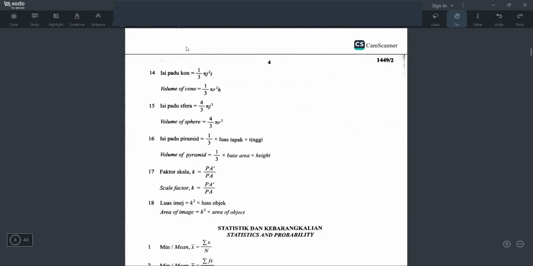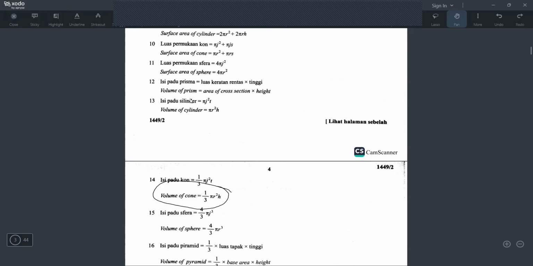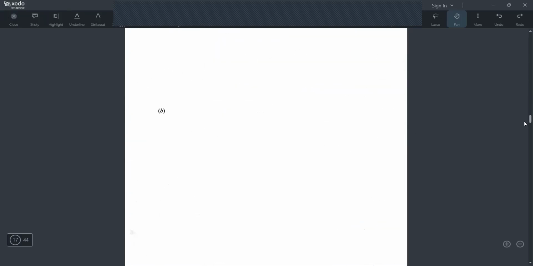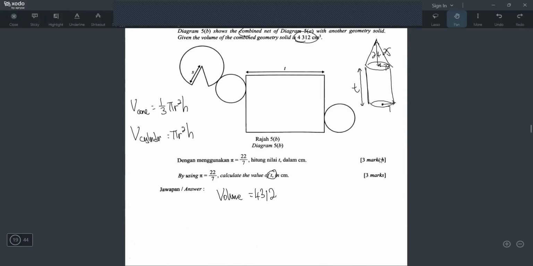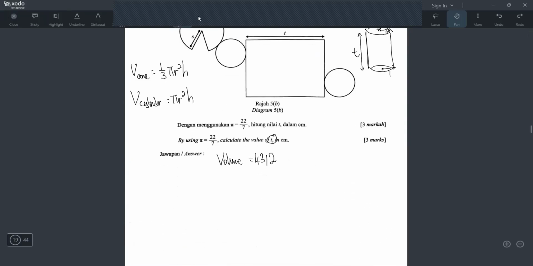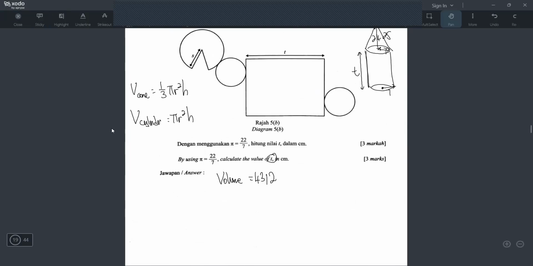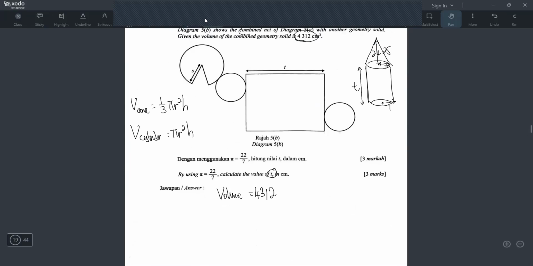I found it already. It's here: the volume of cone and the volume of cylinder. So don't forget this. In the exam, they actually give you the formula. But remember, if you don't know how to use the formula, you can't do this question. So let's use the formula now.